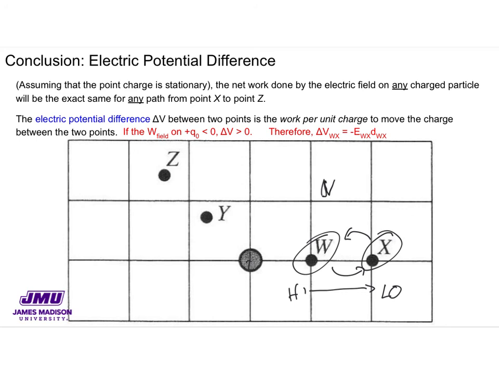So the electric field will always push a positive charge from high voltage to low voltage, a negative delta V. That's what that equation is trying to tell you. That's what the negative in the equation is trying to tell you, is the direction a positive charge would get pushed if allowed to move freely. The electric field would push it in a direction of negative delta V, from high voltage to low voltage. That's all it's trying to say.